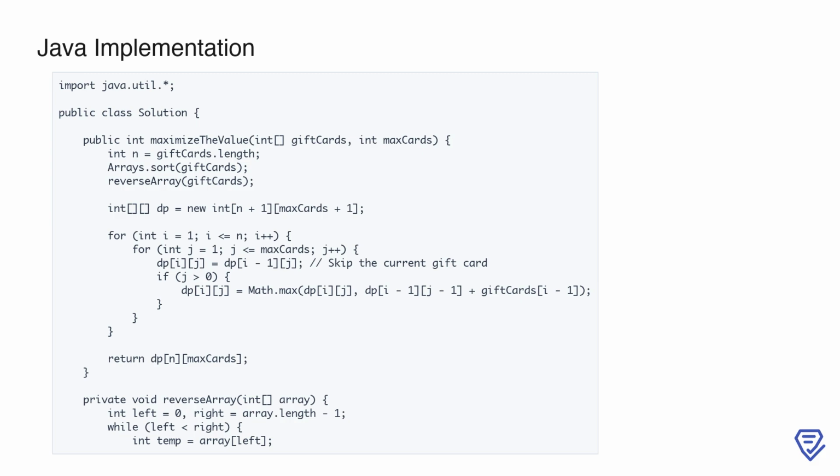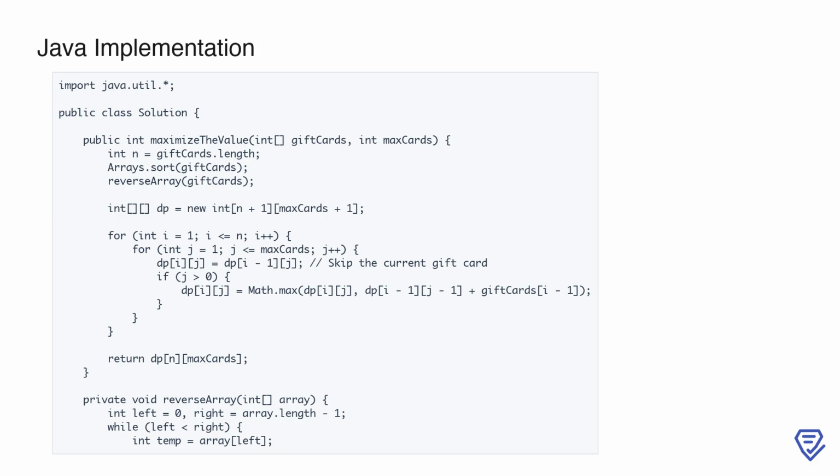Here, we begin by importing necessary libraries and defining our solution class. The core method, maximize the value, takes 2 inputs: an array of integers representing the gift card values and an integer max_cards, which is the maximum number of cards we can select. Inside the method, we start by determining the length of the gift cards array and sorting it in ascending order. Since we aim to maximize the value, we then reverse the array to ensure it is sorted in descending order. For this, we call the helper method reverse array.